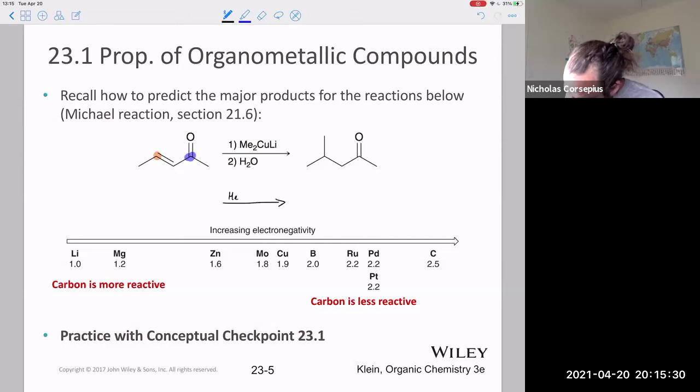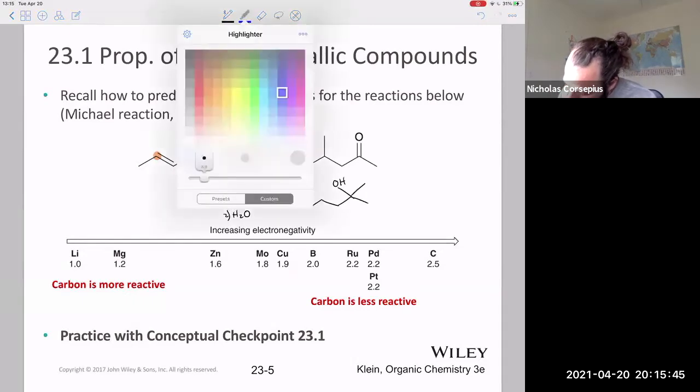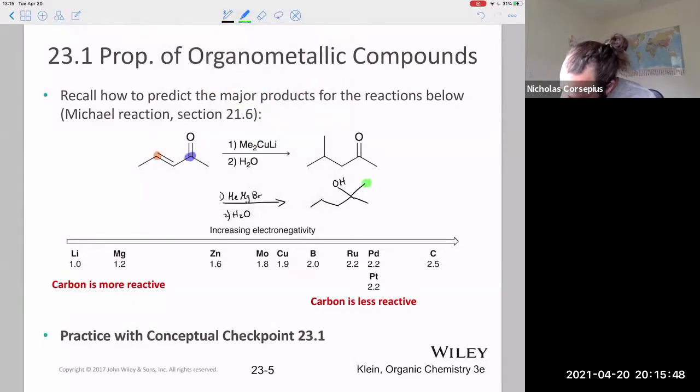So if we had MeMgBr followed by H2O for this same compound, what we would expect is something like this, where here is the new methyl group that's been added. Different from up here with the organocuprate, where it gets added to the 1,4 position. Okay, so this is another sort of difference that we saw comparing the Grignards to the Gilman.